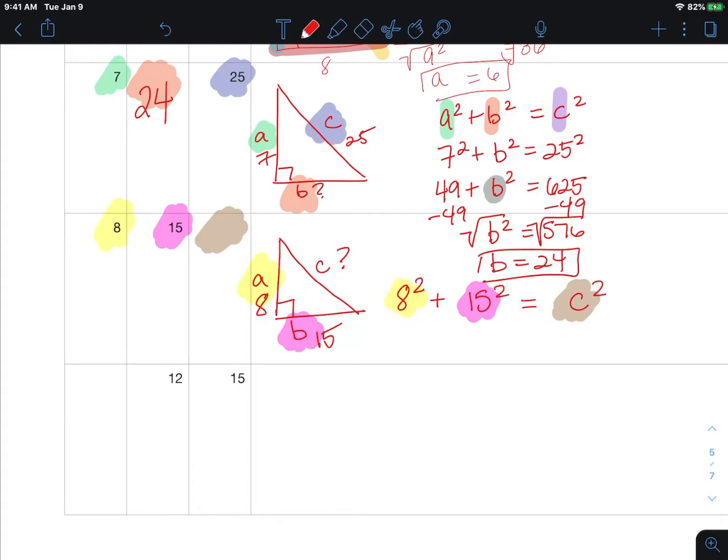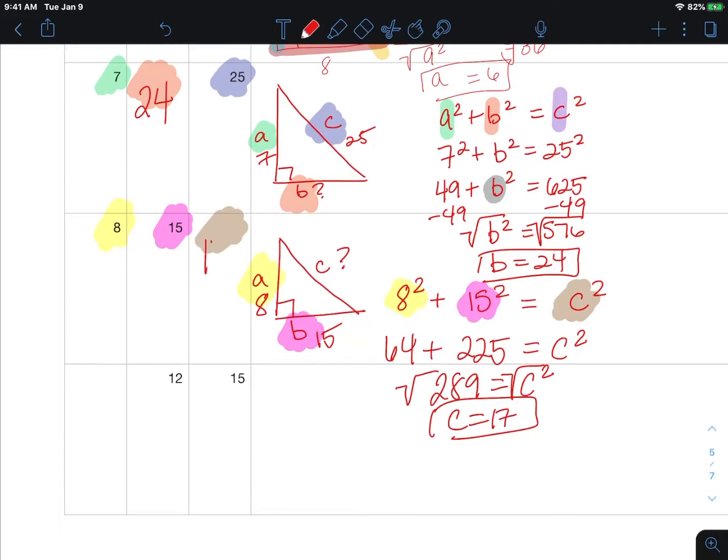So I'm going to type these into my calculator because I have no idea what 15 times 15 is. So 64 plus 225 equals C squared. Now I'm going to combine like terms. 289 equals C squared. And of course, my last step, I'm going to take the square root. And I end up with an answer of C equals 17. You should have gotten an answer of 17.